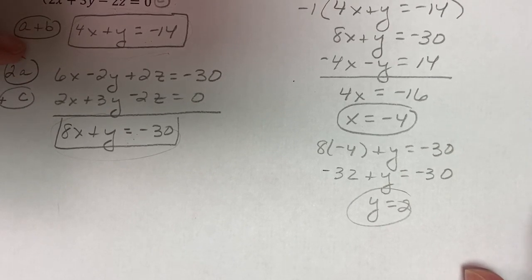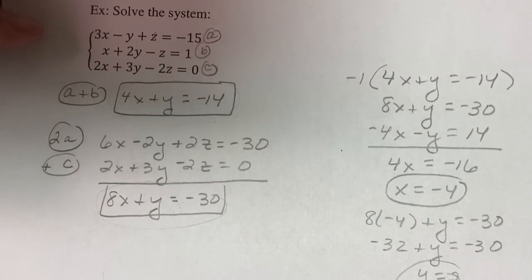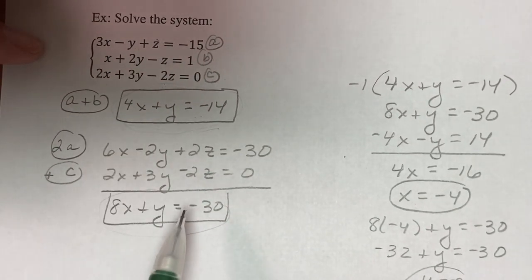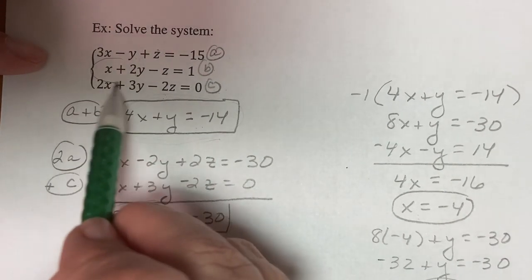Okay, so there's that one. Now let's go ahead and find our z. We have to go up into the top equations to find our z, any one of those three. So I think I'm going to go into the middle one.